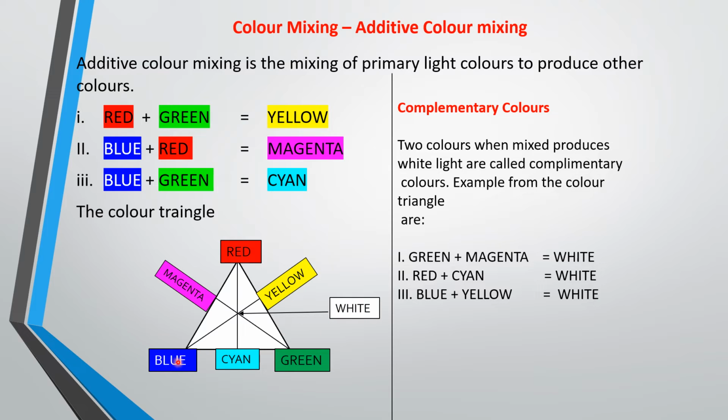Also, when you combine green and magenta, you have white color. Yellow and blue, white color. Red and cyan, white color. These colors that you combine together to give you white color are called complementary colors. So any two colors that you combine to give you white is complementary color. So red and cyan are complementary. Blue plus yellow is complementary, and green plus magenta are complementary colors. Okay, so these are examples of complementary colors, and that's what I've explained already. So that is additive color mixing.